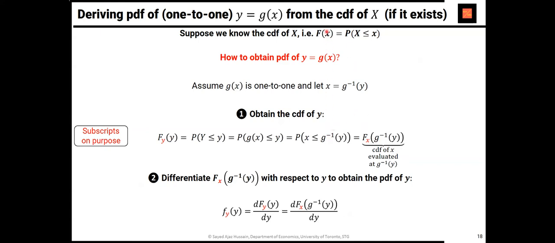So now you would use the CDF of x, hence the subscript x. But now instead of using baby x as a number, you would use G inverse y, the number. And this is after all, behind the scenes, the CDF of y. What you're doing is using a CDF of x evaluated at G inverse y to fool the system and get the CDF of y. But once I have the CDF of y, if I differentiate with respect to y, I have the PDF of y. Beautiful.